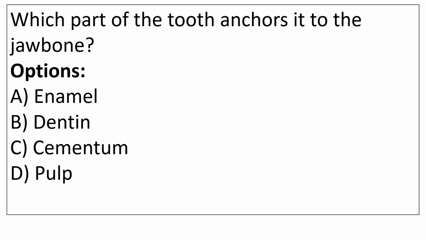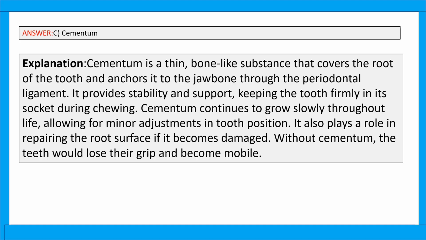Which part of the tooth anchors it to the jawbone? Options: A, enamel. B, dentin. Option C, cementum. Option D, bulb. The right answer is option C, cementum. Cementum is a thin, bone-like structure that covers the root of the tooth and anchors it to the jawbone through periodontal ligaments. It provides stability and support, keeping the tooth firmly in its socket during chewing.